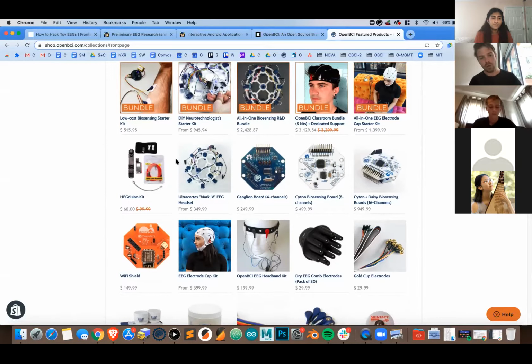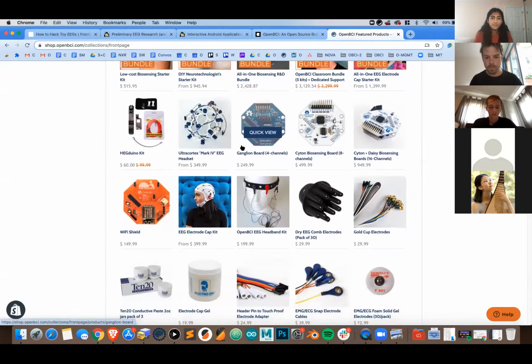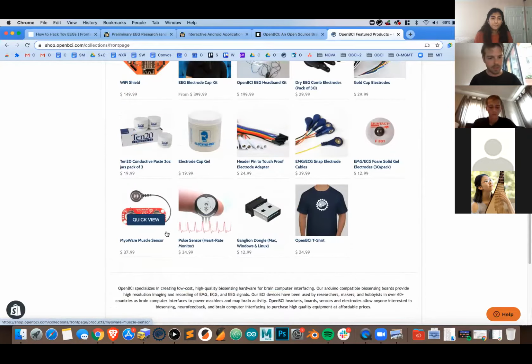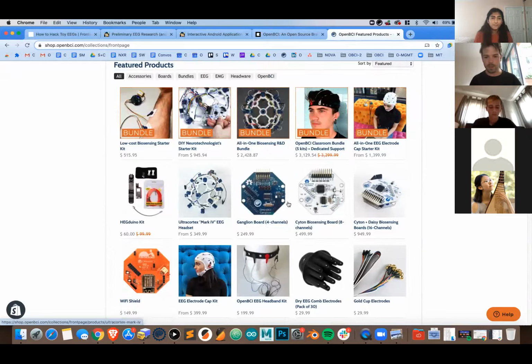And we love open source tools. We love open source biosensors, especially. And so we are helping him get this tool into the world. And as you can see down here, we sell other biosensors as well, the pulse sensor, the MyoWare muscle sensor. But our real bread and butter products are the OpenBCI tools.